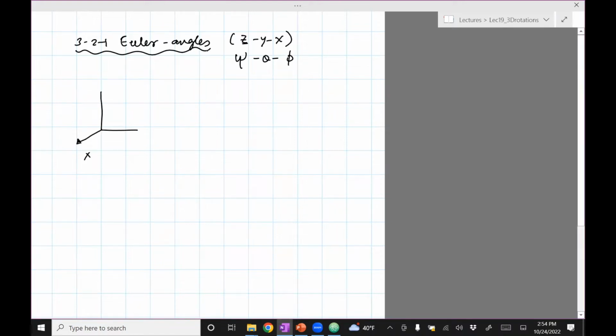So let's just draw x, y, z. First rotation is, okay, you always look at it from the positive z-axis you're trying to rotate. And then we rotate about the z-axis. So when you rotate about the z-axis, the y will move to y prime and x will move to x prime. And this angle is psi.